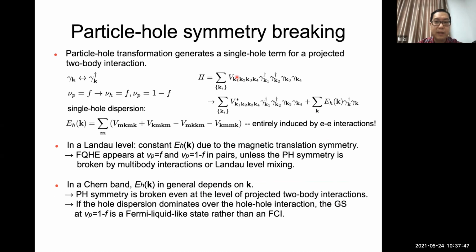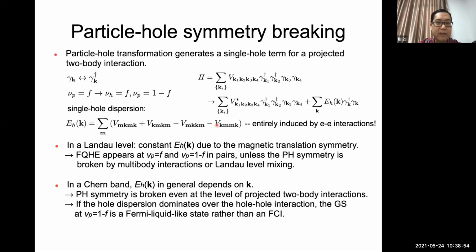Well, if we consider the flat band limit, then the projected interaction only contains the density-density interaction term. Then we make a particle-hole transformation to switch from the electron picture to the hole picture. In this case, we need to exchange γ_k with γ_k†, and then the filling factor of electrons is changed from ν to 1 minus ν. Then after the particle-hole transformation, the electron interaction is transformed into the hole interaction, which contains two terms. The first term is a hole-hole interaction, and the second term is a single hole dispersion, which depends on the interaction matrix elements. And we can see that this single hole dispersion, because it depends on this interaction matrix element, is entirely induced by the electron-electron interaction.